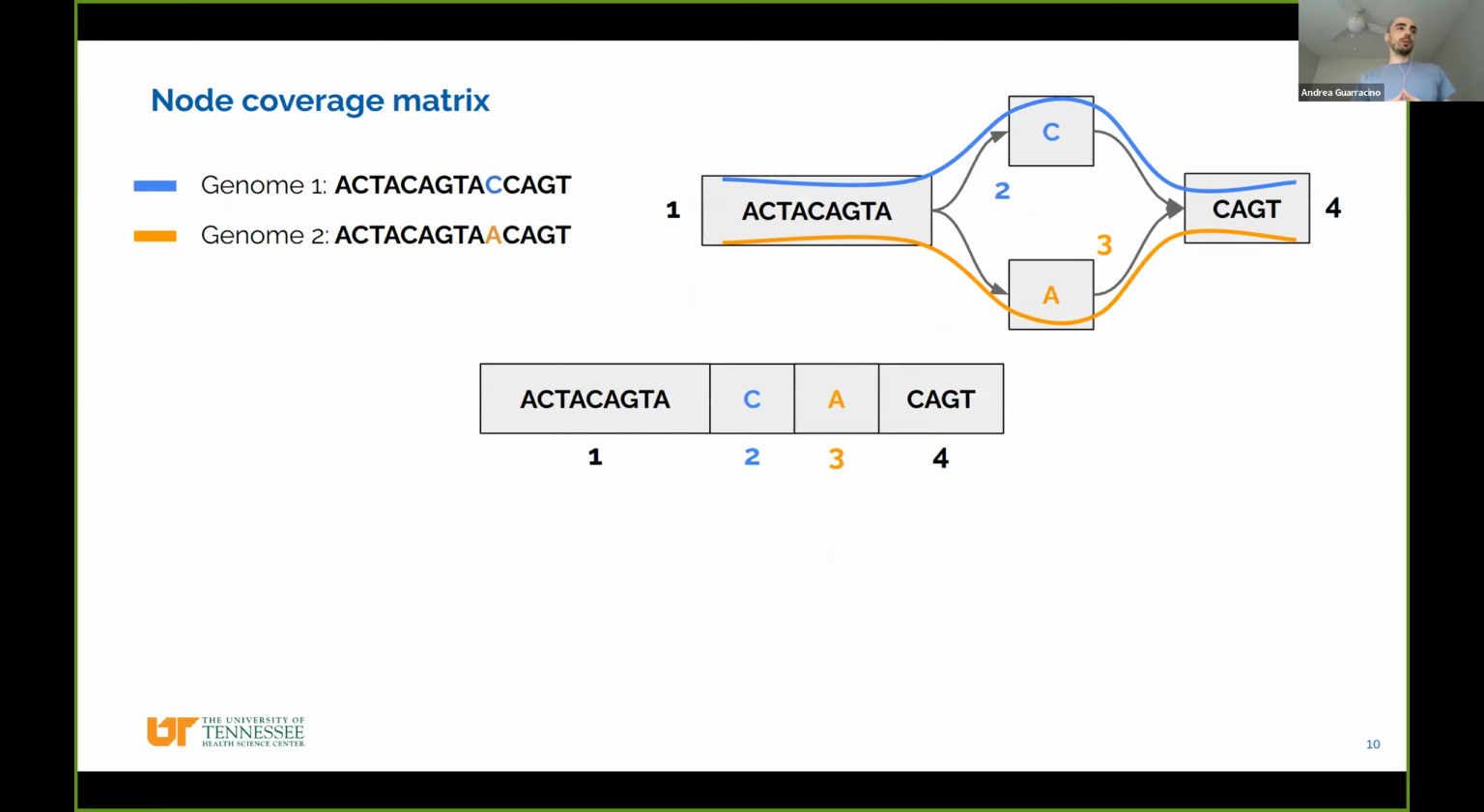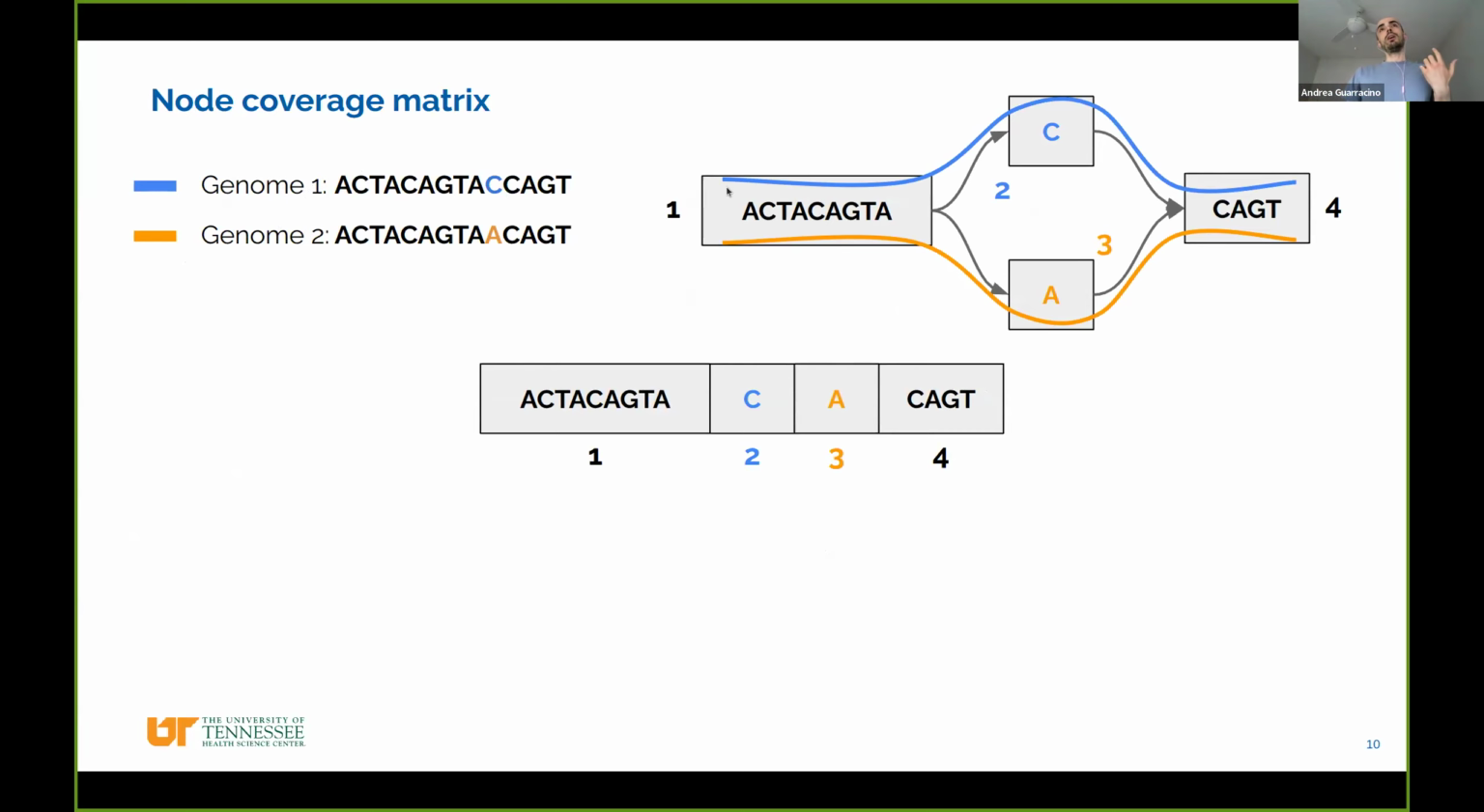To introduce these methods, I need to introduce a way that we can use to represent pangenome graphs. On the top, we have an example of a little variation graph. To remind you, a variation graph is a kind of graph where sequences, in this example these 2 sequences, are represented as paths through the graph.